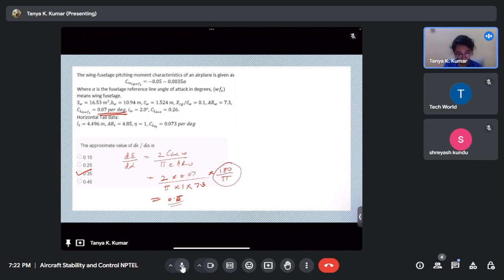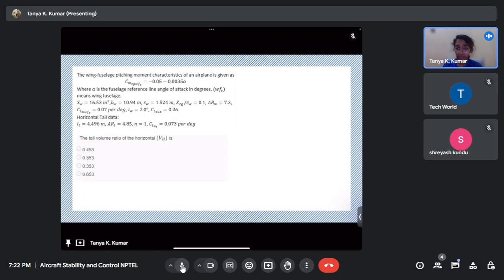Okay. Next question. The tail volume ratio of the horizontal tail, VH. How do you find this? Oops, it's taking a while to load. I'm really sorry about that. Okay. The tail volume ratio of the horizontal tail, VH, is. How do you find this? This is a little different. Just try doing it. Try thinking about it. And we'll do it together. Just try.